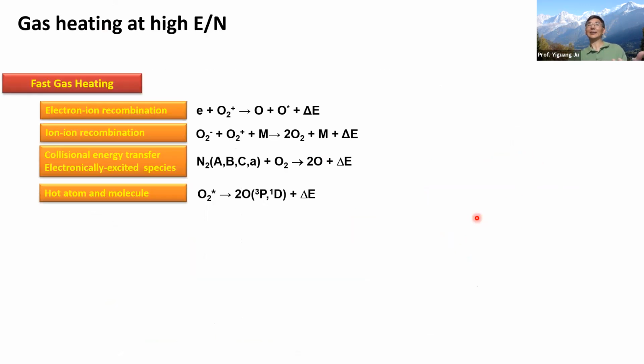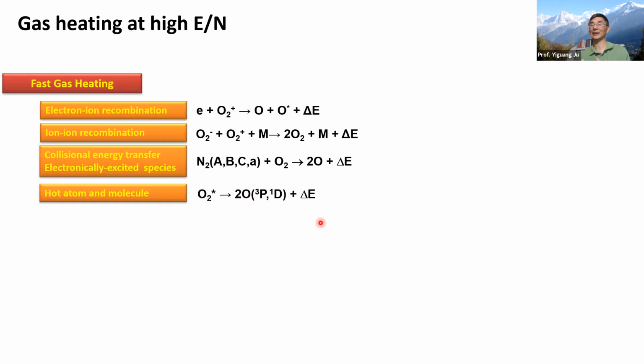And gas heating. For example, if electrons combine with oxygen ions, they generate two radicals, which is great. But at the same time, they give you additional energy, because this is too energetic, and the two excited atoms cannot absorb all the energy. They have to give off additional energy. This energy is fast heating. Ion-ion recombination, electron-ion recombination, excited nitrogen dissociation, and excited oxygen dissociation all generate additional energy on a nanosecond time scale.